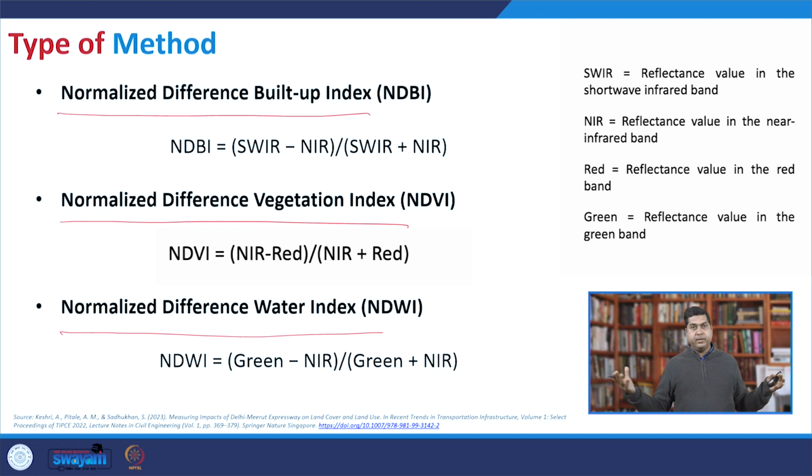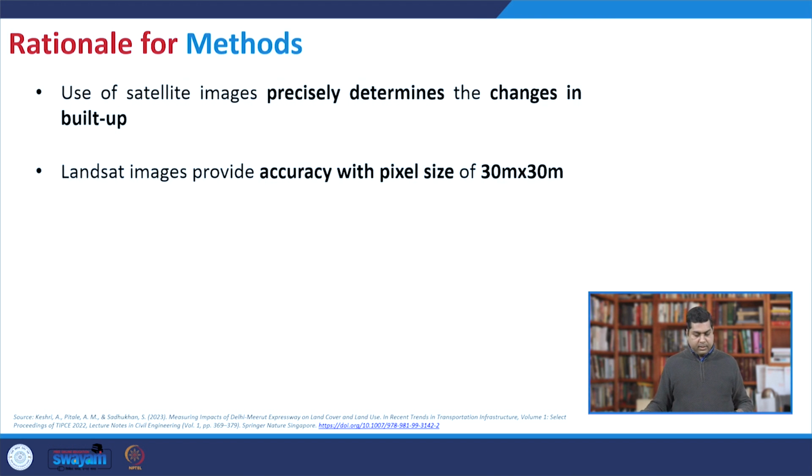Because it's a long corridor, in some places, not everywhere, we have also observed certain changes in the water body. Now how are these indices calculated? These are based on remote sensing, and we just use the light spectrum and the bands. In this case, we have used ArcGIS where we have done this.